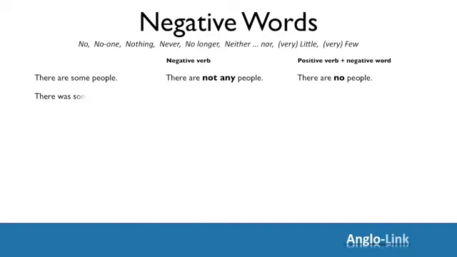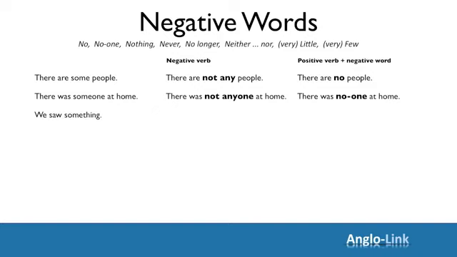Let's look at another sentence. There was someone at home. There wasn't anyone at home. And now we can replace not anyone with the negative word no one. There was no one at home. We saw something. Let's change that into a negative sentence with a negative verb. We didn't see anything. And now we can replace not anything with nothing. We saw nothing.